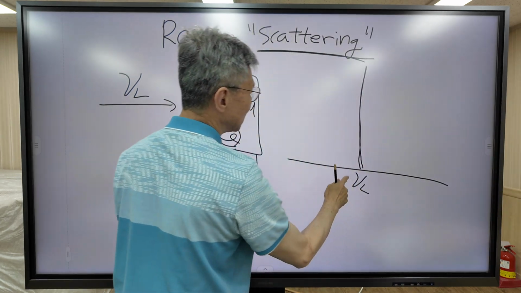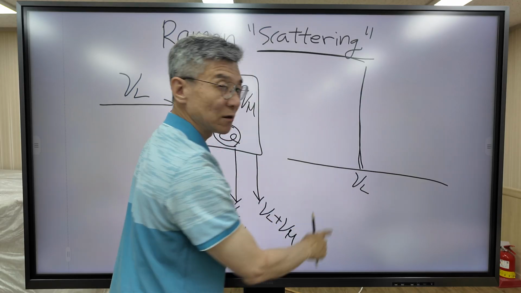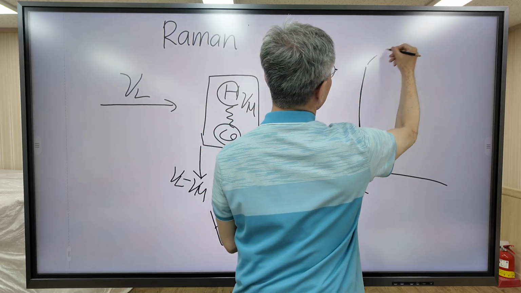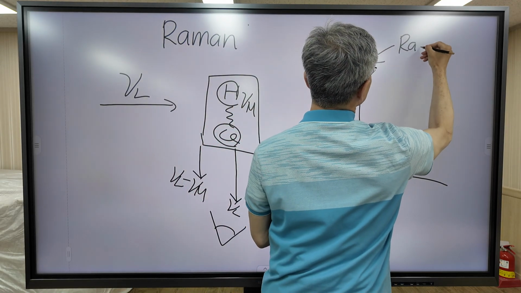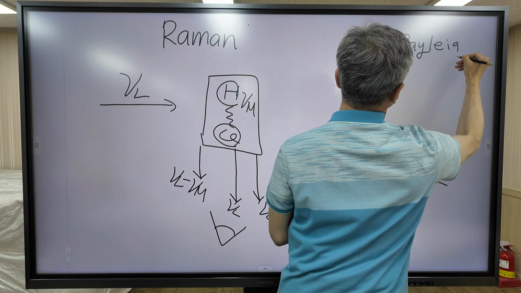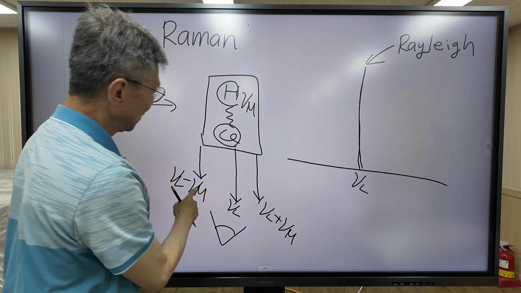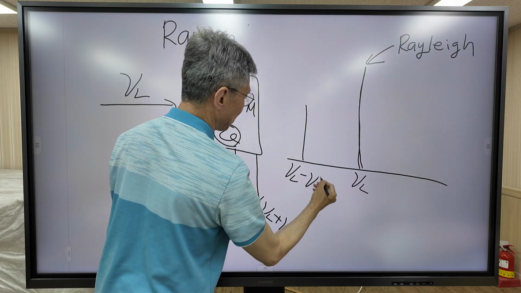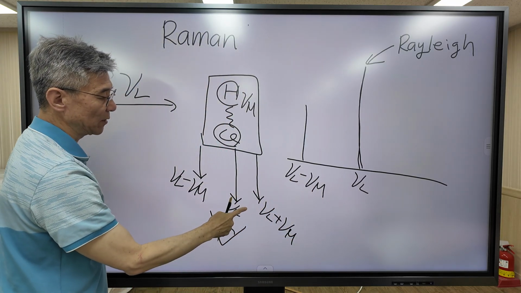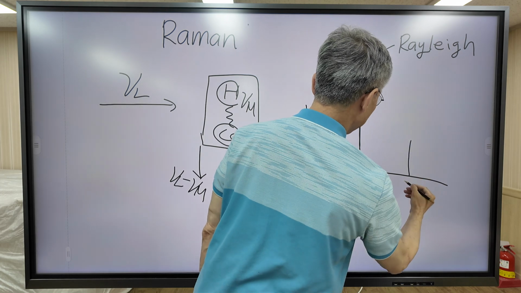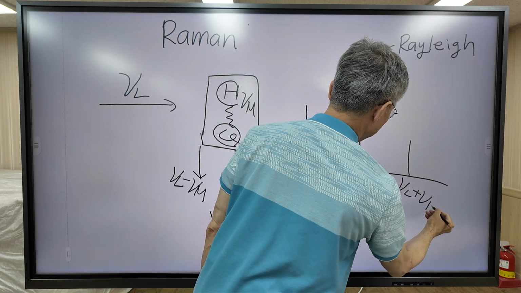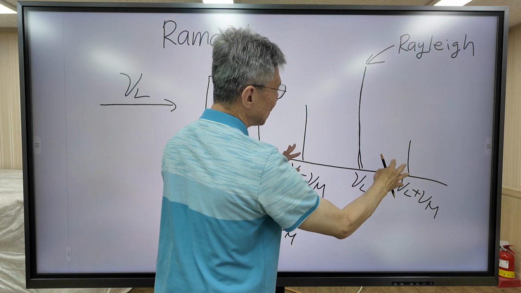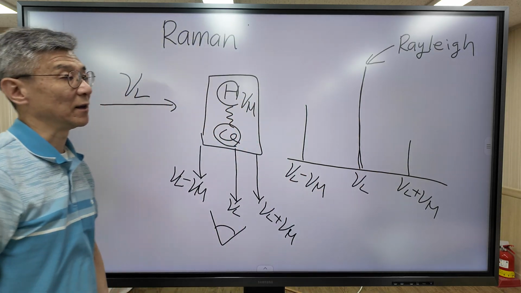The most intense one is the component in which the frequency does not change. This component is called Rayleigh light scattering. And some components appear at lower frequency, and some components appear at higher frequency. So the peak positions are symmetric about the Rayleigh line.